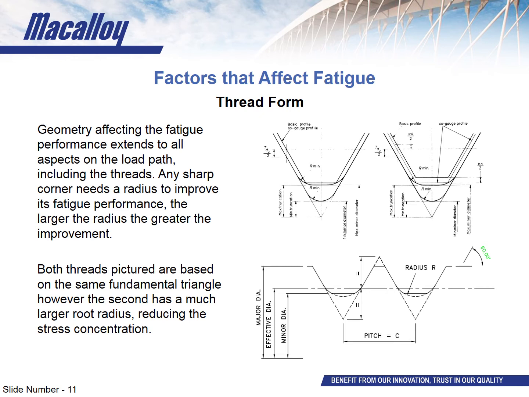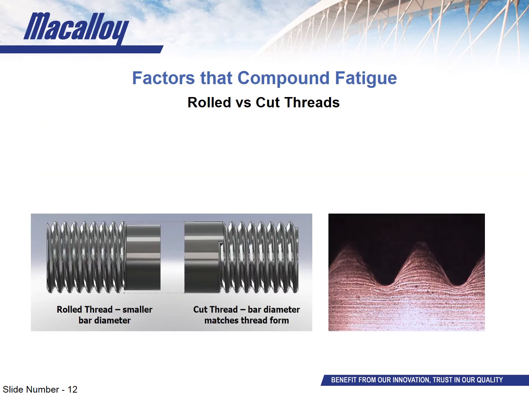The presence of a radius will lower the fatigue demands in any component if placed appropriately. The thread form is merely an example, but this extends to couplers or turnbuckles too. Another aspect that affects fatigue regarding the thread is actually how it's created. So there are two main methods of achieving a thread form from a solid bar.